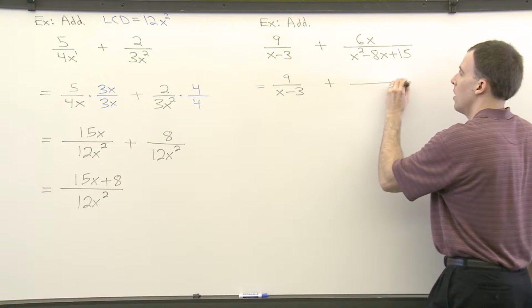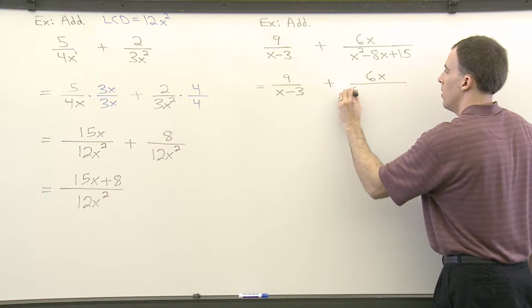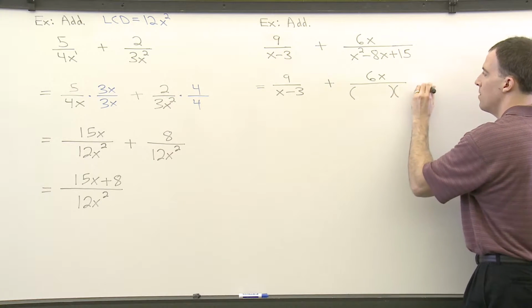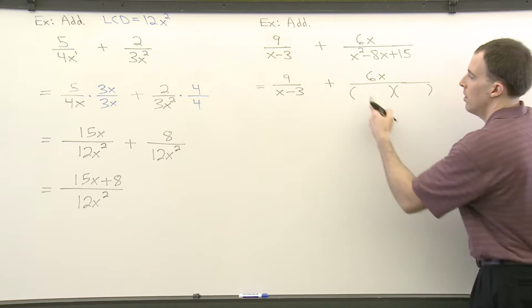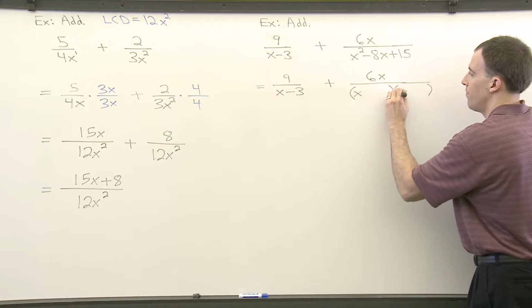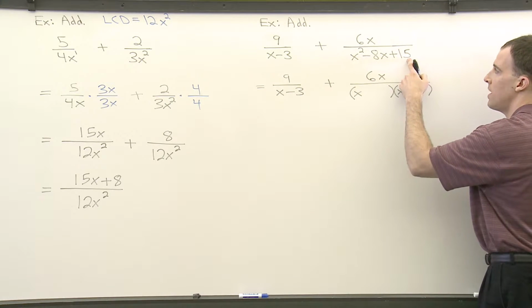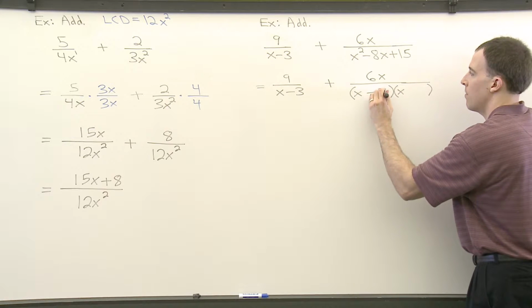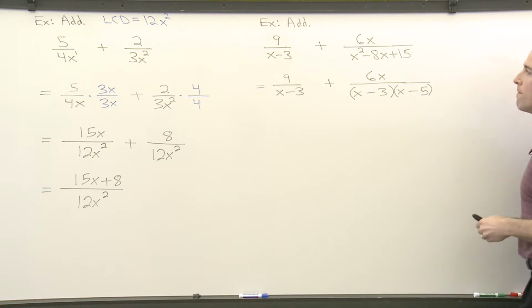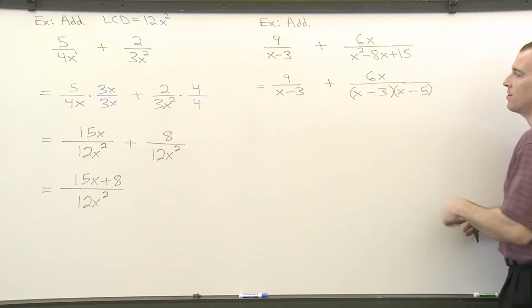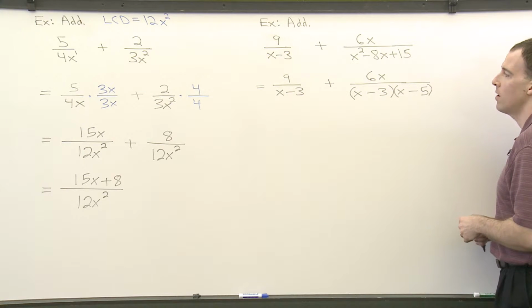plus 6x over, and I'm creating two factors here to try to factor the trinomial. x times x would make x squared, and what times what is 15 and adds up to negative 8? That would be a negative 3 and a negative 5. Okay, so the second denominator factors as x minus 3 times x minus 5.